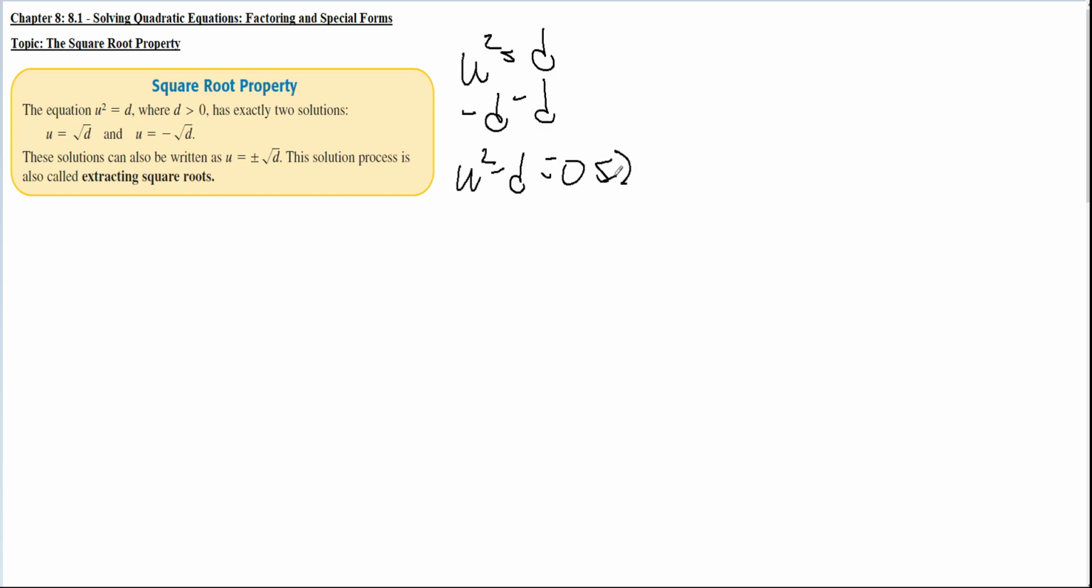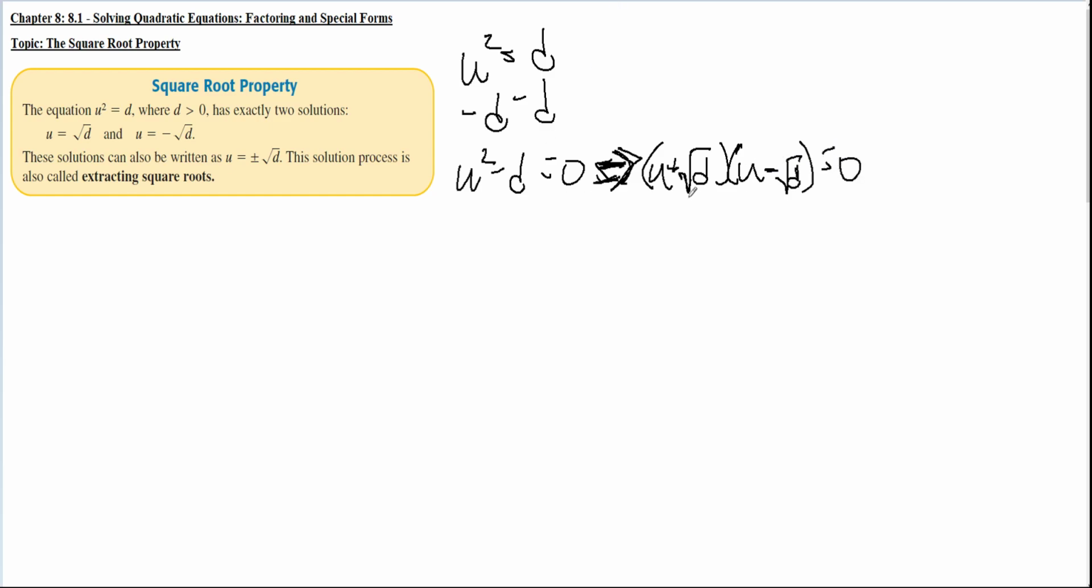So to do that, let me draw that arrow a little better. We want to think of two numbers that when multiplied together will give us u squared, and two numbers that multiplied together will give us negative d. So for u squared, it's just u and u. But for d, because this is negative, we will have the positive square root of d, okay, and then minus the positive square root of d.